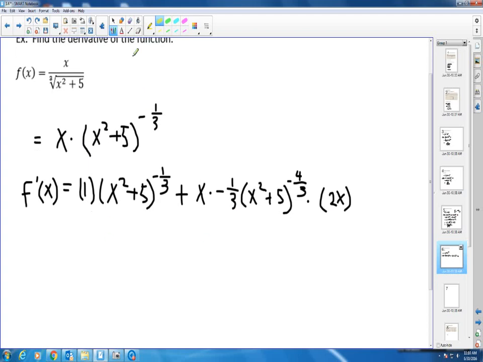Alright, now let's simplify this. Let's see what I can do on the back side here. I know this plus sign will become negative. I know this will become negative here in a minute. X times x is x squared. The first term doesn't have any x outside the parentheses, so I cannot factor that out. So I believe the only thing I can factor out is x squared plus 5 to the negative 4/3 power, because that's a smaller exponent.